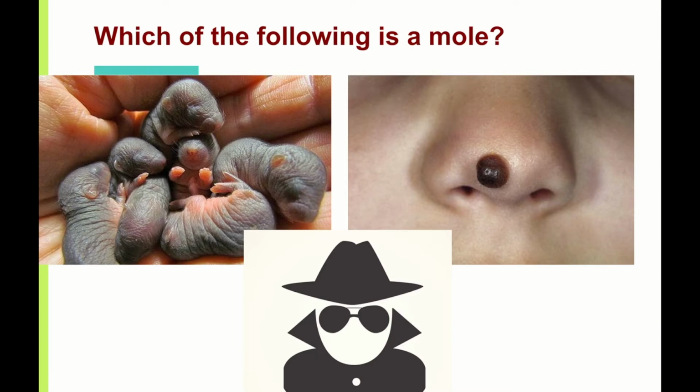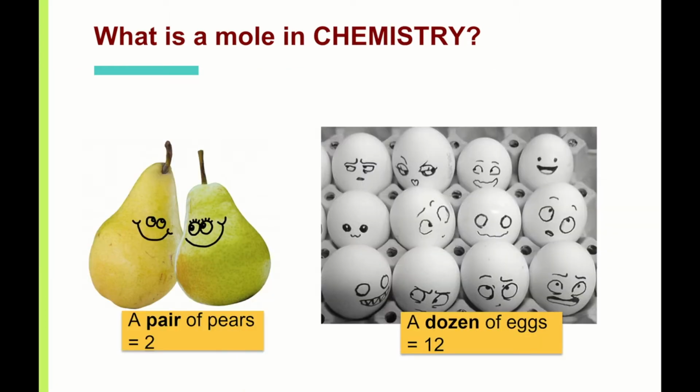Okay, so which of the following is a mole? Everything. The three pictures here, they are mole. Okay, mole is the animal mole. Okay, and the mole on your body, and of course, mole also can refer to a spy. Spy is a mole. All right. Okay. What is mole in chemistry? So let's take a look at this one first.